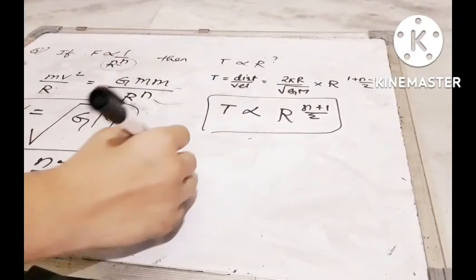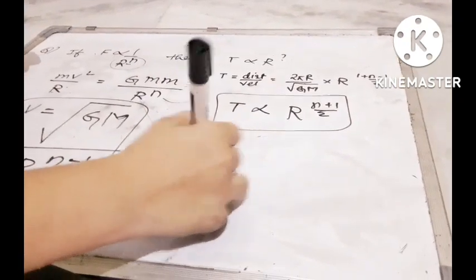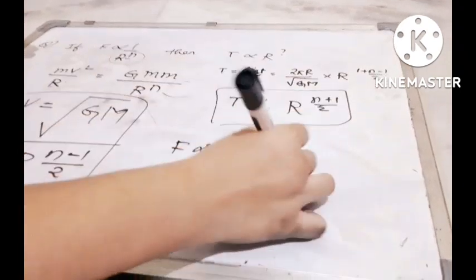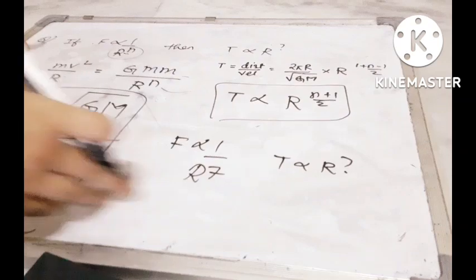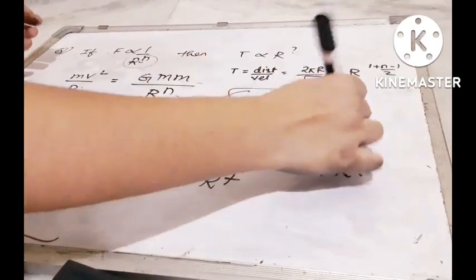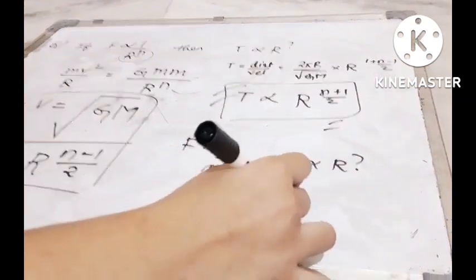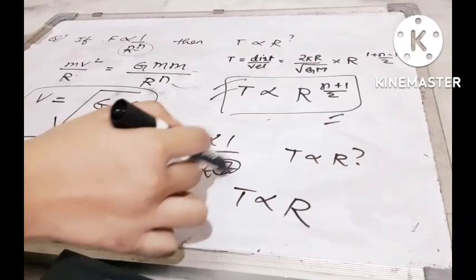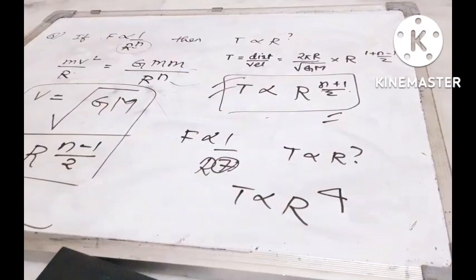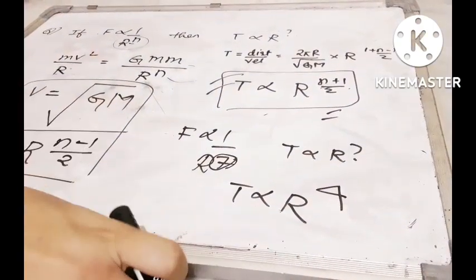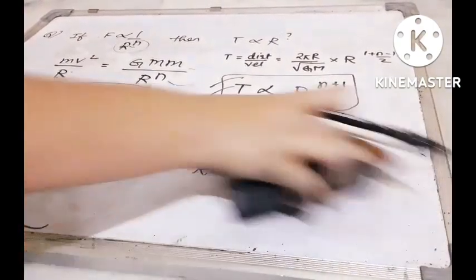Suppose they are giving you force is inversely proportional to r to the power 7, then time is proportional to r to the power question mark? You do not need to derive everything. Keep this formula, remember it. So time period will be directly proportional to r to the power n plus 1 by 2. N was 7, so 7 plus 1 is 8, 8 by 2. So time is directly proportional to r to the power 4. Like that the questions will be asked here.